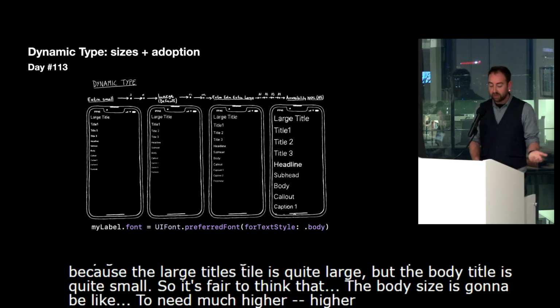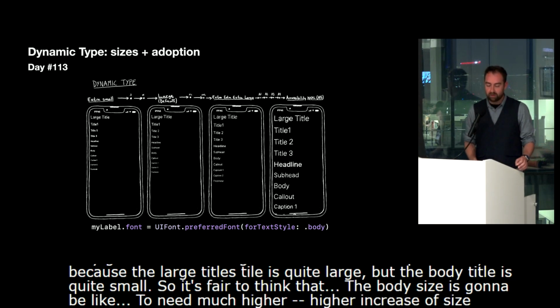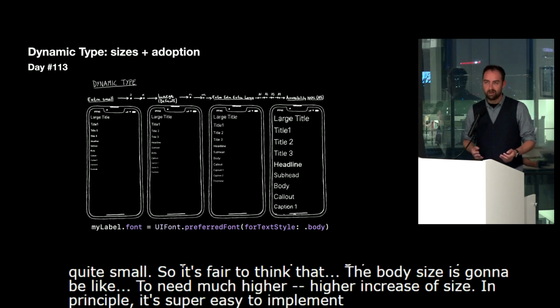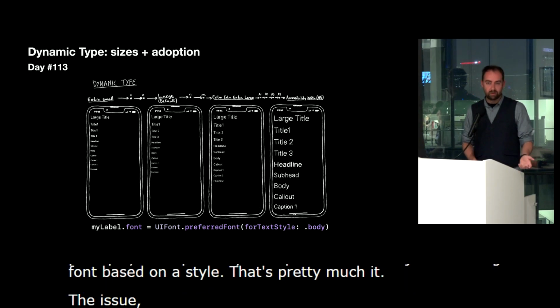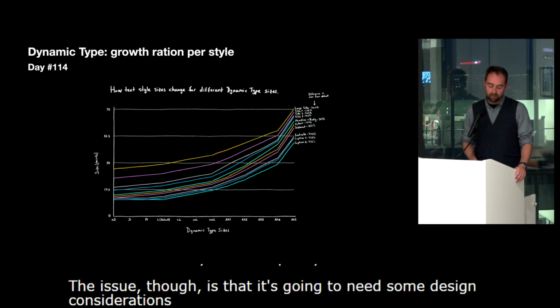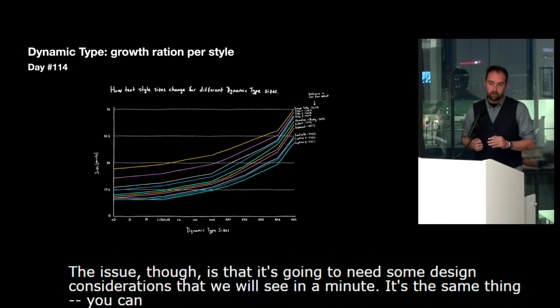In principle, it's super easy to implement, and it's just selecting a font based on a style. That's pretty much it. The issue, though, is that it's going to need some design considerations that we'll see in a minute. I've made a graph. Actually, it's the same thing. You can see how styles come closer and closer together as you increase text sizes.